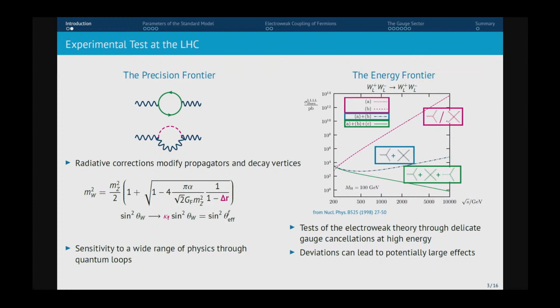Similarly, when we measure couplings, where we're sensitive to the weak mixing angle, we get modifications to the decay vertices. So this is shown here, and we measure effective weak mixing angles.